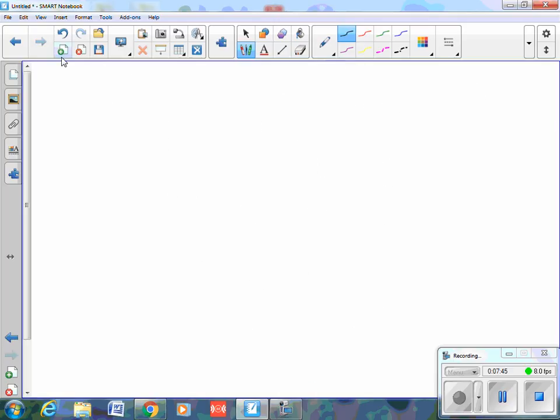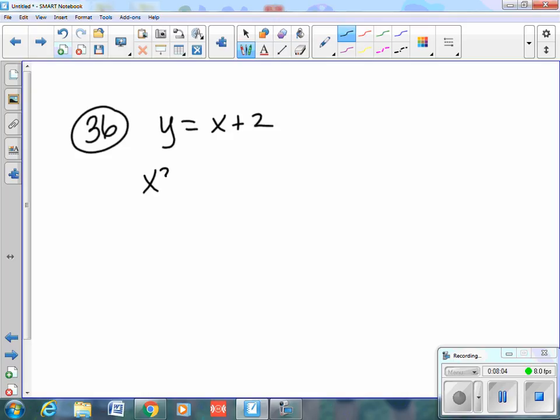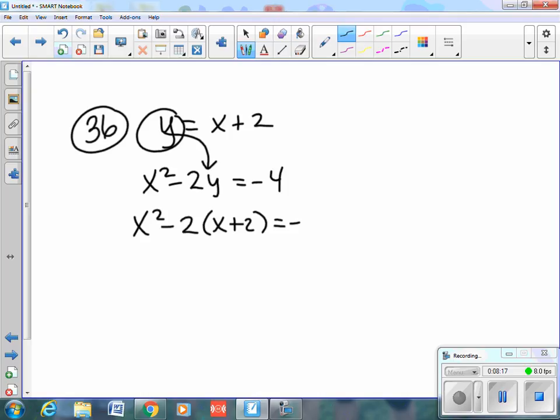36. And I'm not going to go much farther than that because we just had a test on everything else. So I don't think I'm going to go any farther other than going into logs, which is 48 and on. So number 36. I'll do this one and that's about it. Y equals x plus 2. X squared minus 2y equals a negative 4. In place of y right there, you're going to put x plus 2. So you're going to go x squared minus 2 times x plus 2 equals a negative 4. X squared minus 2x minus 4 equals a negative 4.